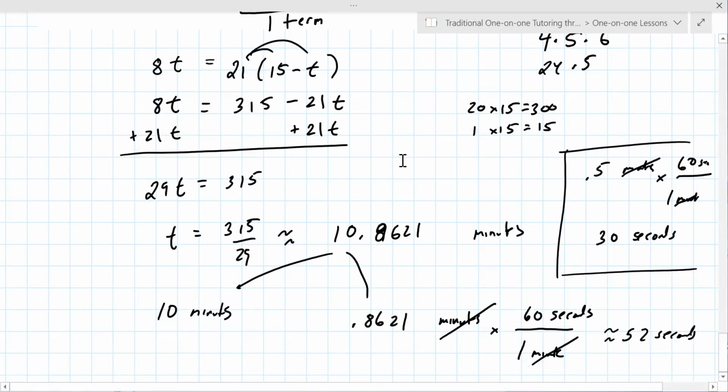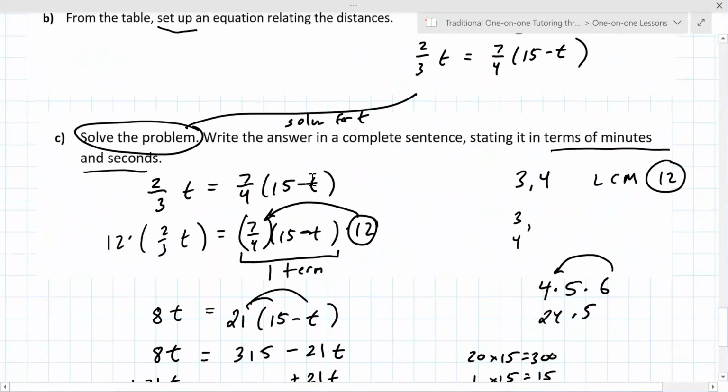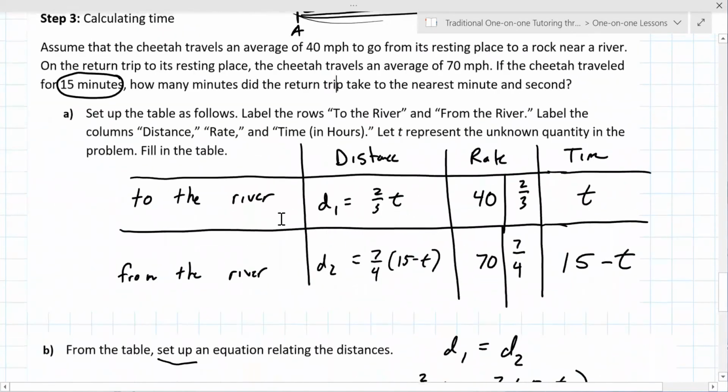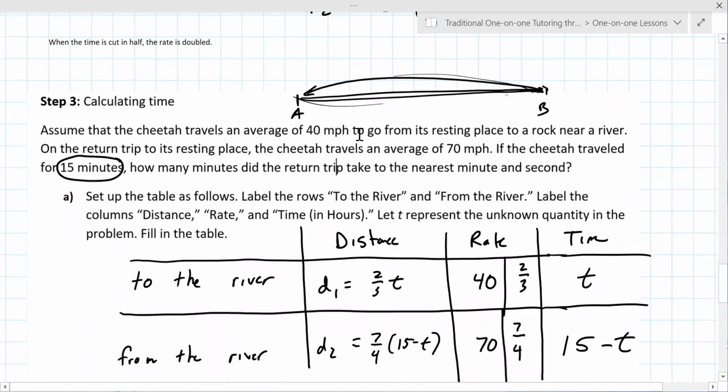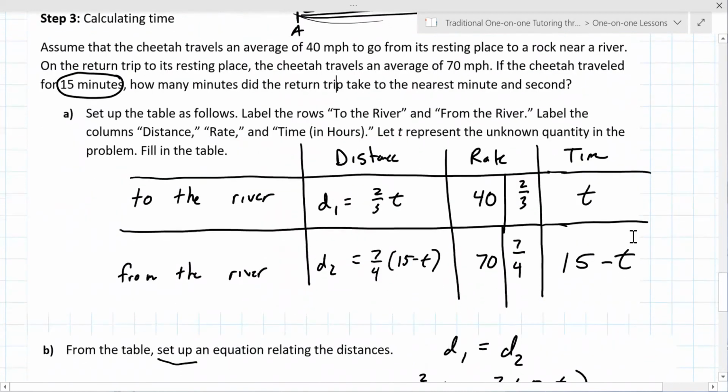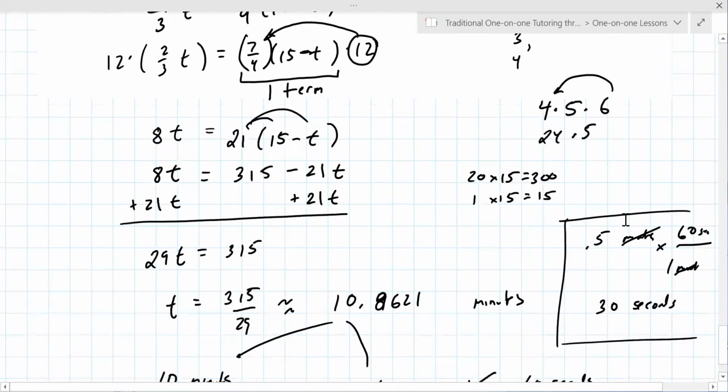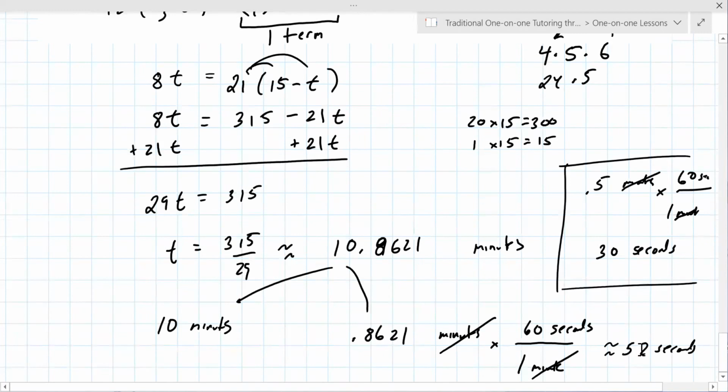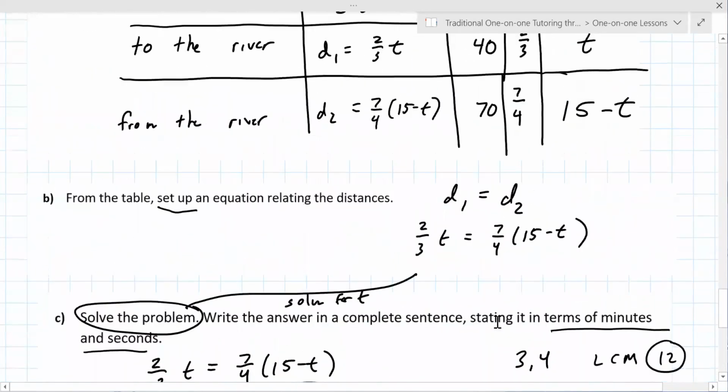Okay, now it does want to. So the reason it wants a complete sentence, if you go all the way back, I know this is a lot, but you can listen to this later, we set t to be the time to the river. Yes. So we want to say that the time to the river was 10 minutes and 52 seconds. Right. But is that what it's asking for?